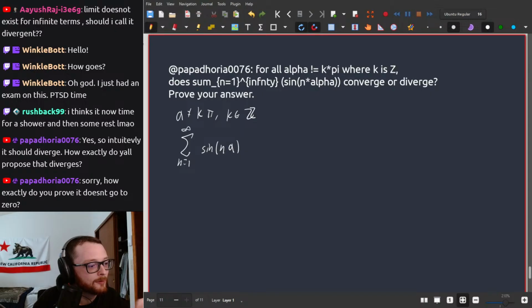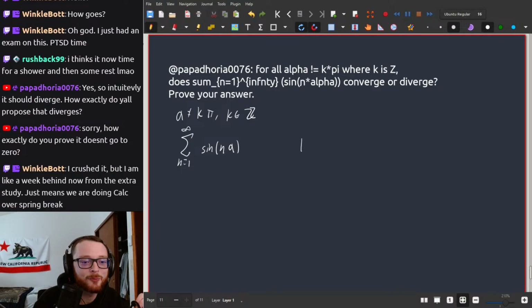How do you prove it doesn't go to 0? I mean, I guess how do you prove in general that the limit as x goes to infinity of sine of x doesn't exist?